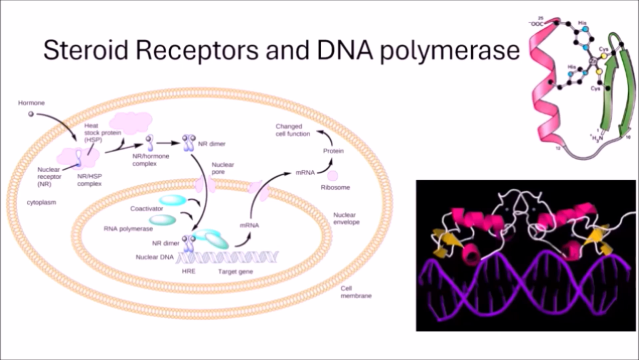Now, steroid molecules make up a variety of very important molecules in our bodies, such as testosterone, estrogen, cortisol, aldosterone, progesterone, to name a few. You can see on the left here just a general pathway of how a hormone is able to exert its effect. We'll say this hormone is vitamin D.